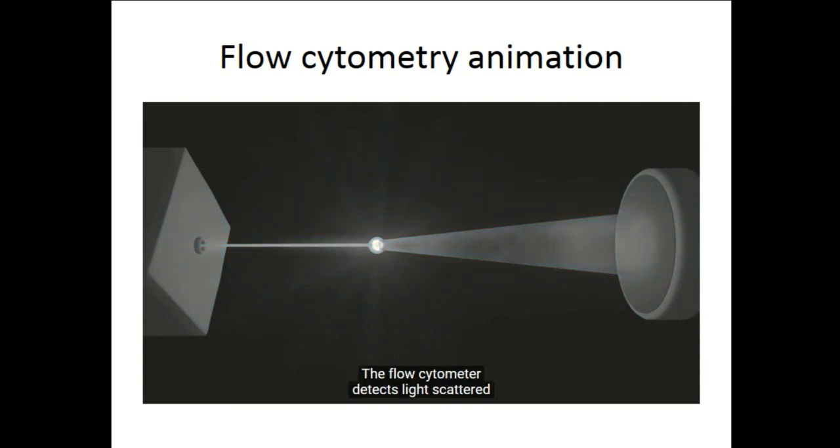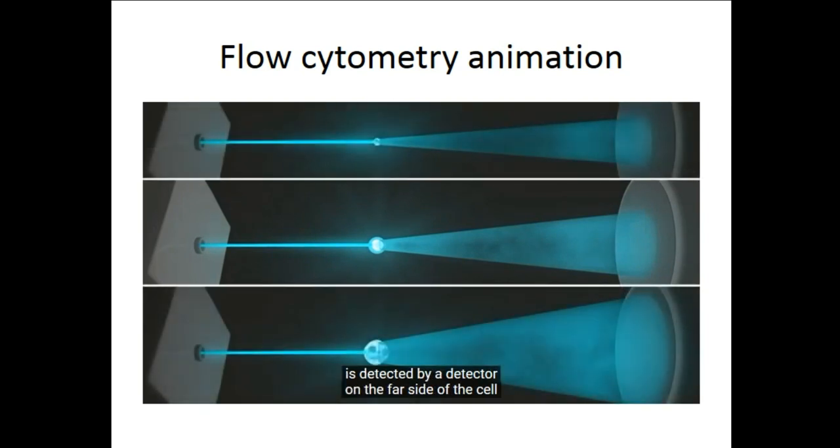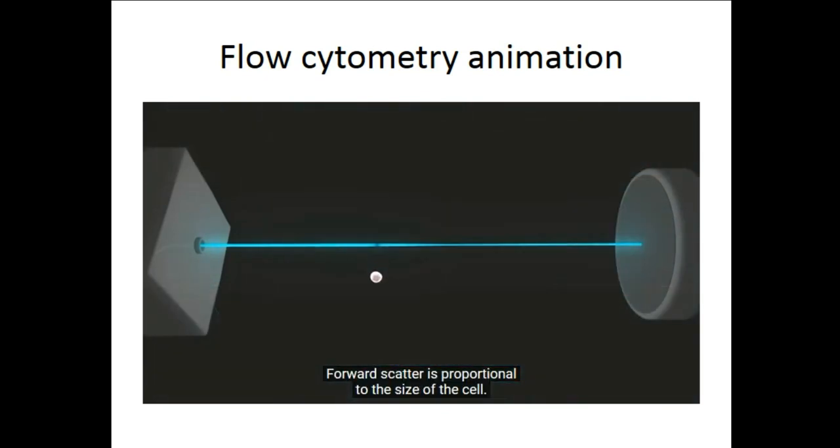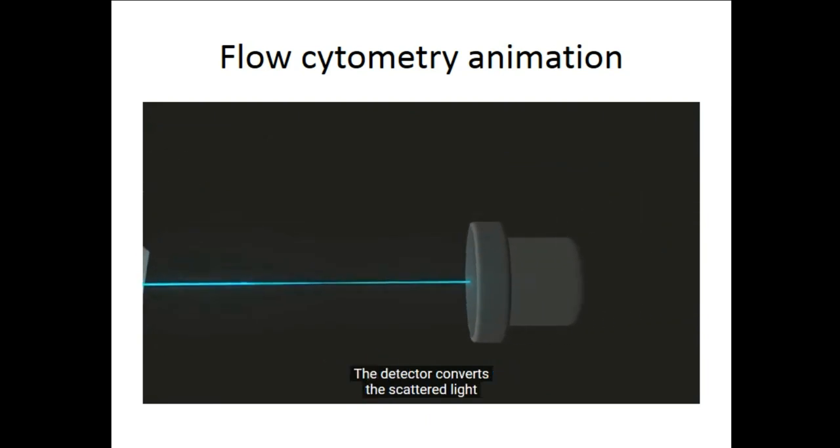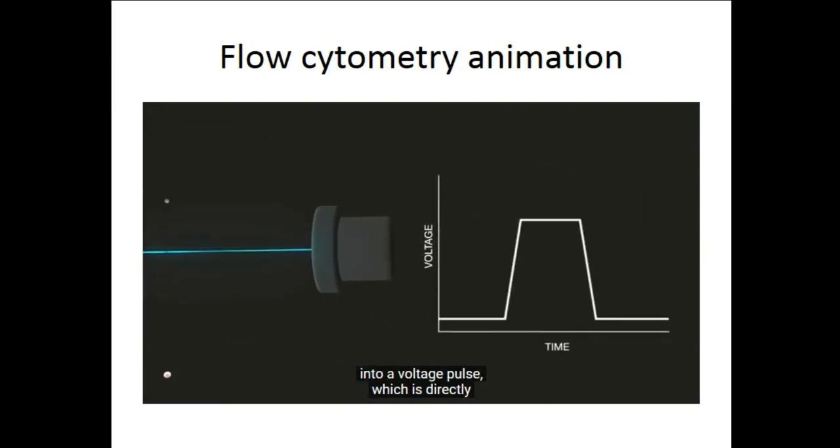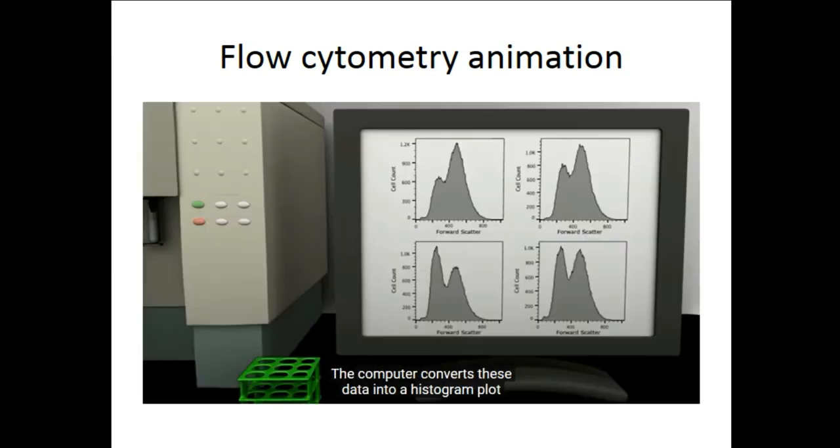The flow cytometer detects light scattered in a forward manner, called forward scatter, and light scattered in a sideways manner, called side scatter. The amount of forward scattered light for each cell is detected by a detector on the far side of the cell from the laser. Forward scatter is proportional to the size of the cell. The detector converts the scattered light into a voltage pulse, which is directly proportional to the amount of forward scattered light. The computer converts these data into a histogram plot with the amount of forward scattered light on the x-axis and the number of cells on the y-axis.